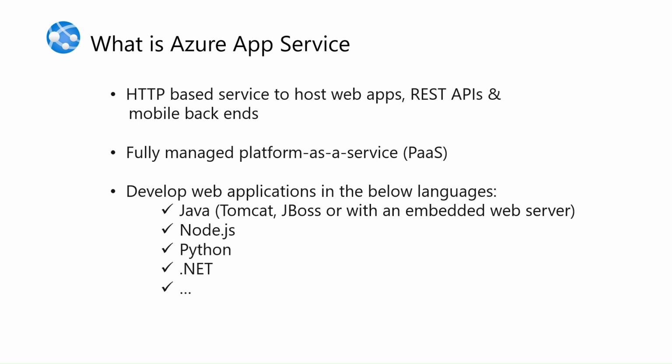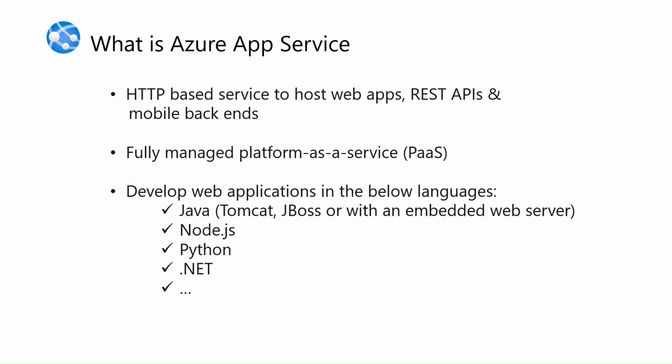At first, let's see what is Azure App Service. It's a HTTP based service used for hosting web apps, REST APIs and mobile backends. It's a fully managed platform as a service. Before we go further, let me briefly explain about PaaS.